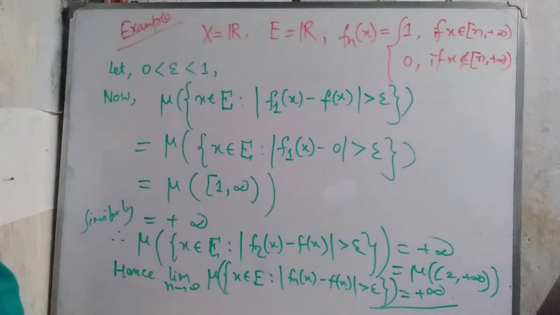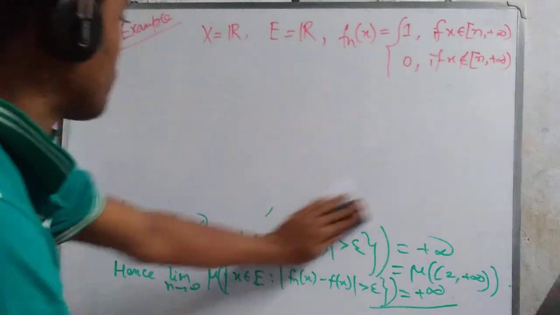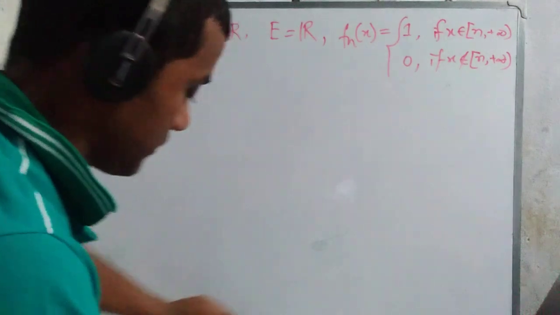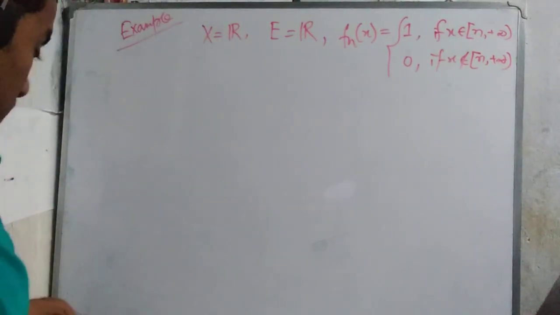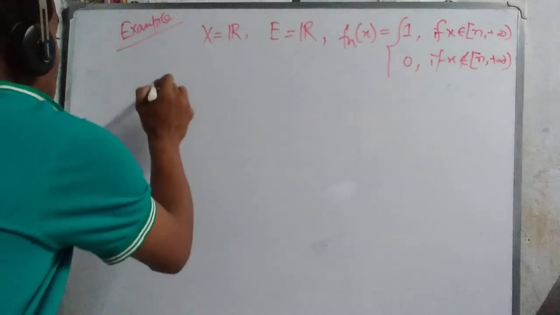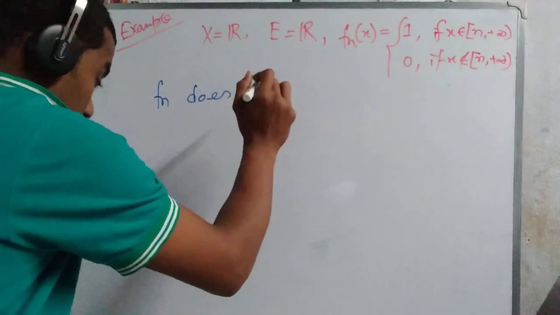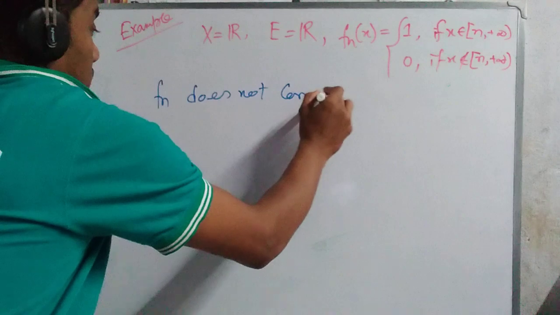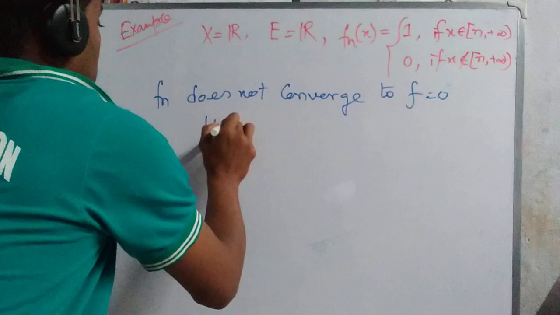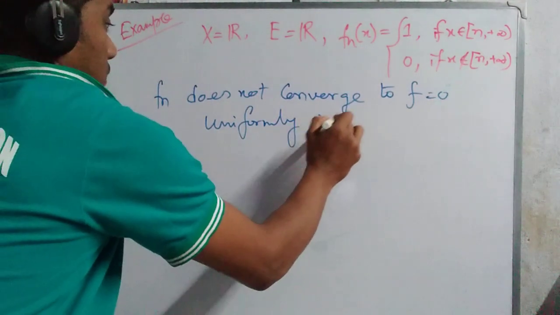So we erase that portion and go to the conclusion part. The conclusion is that f_n is pointwise convergent but does not converge. That means f_n does not converge to f equal to 0 uniformly, in measure.